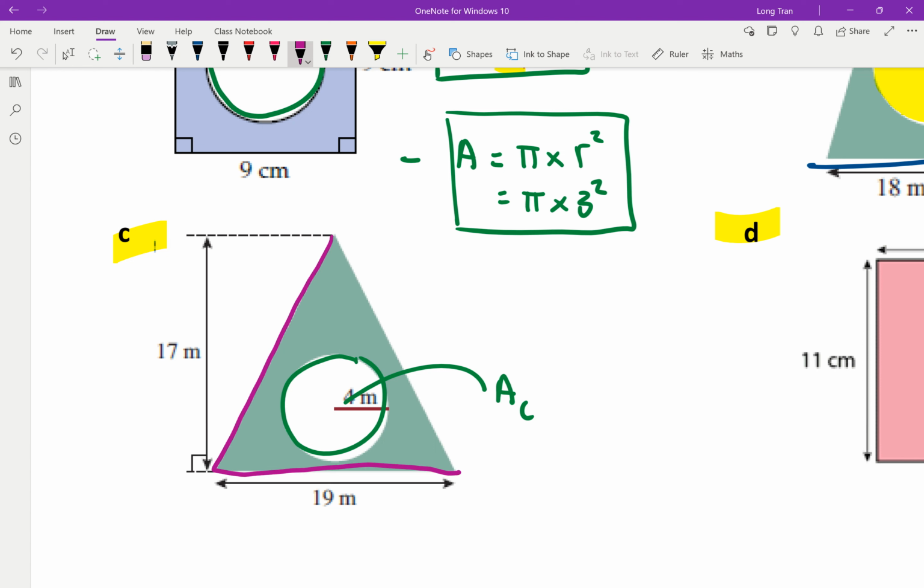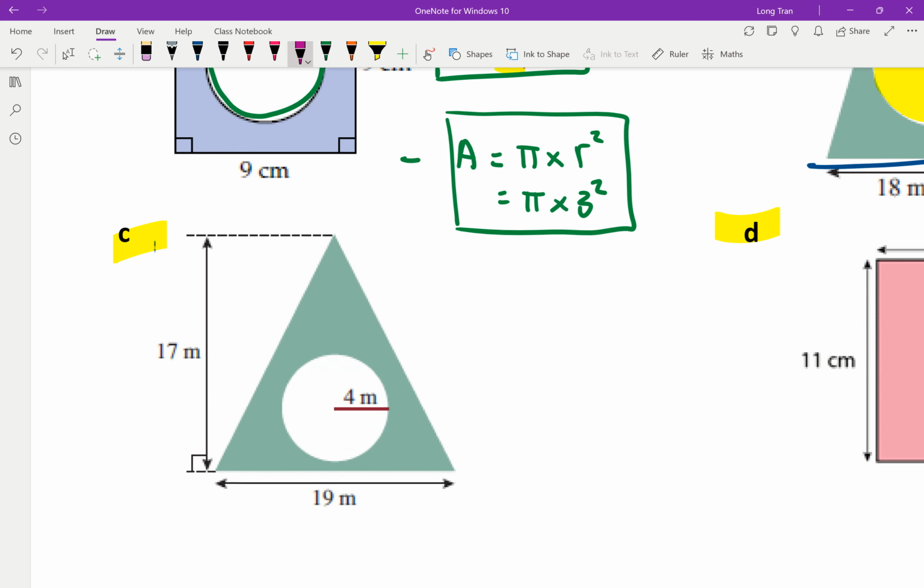This is a triangle. Can you see that? If I can find the full area of a triangle and then minus the circle away, then I get the leftover, which is what I want. So you need to find the area of the circle and the area of the full triangle. The formula for area of a triangle, go back to your notes: half times base times height.